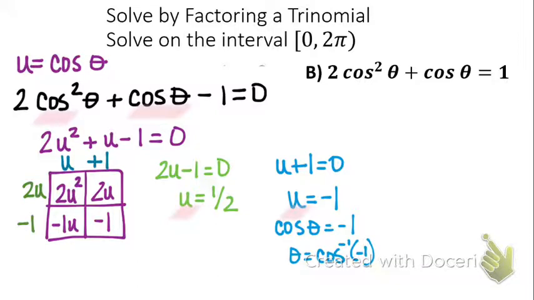So look at your unit circle and tell me where is cosine equal to negative 1. Write that down. And then for my second equation, cosine theta equals 1/2. So tell me where on the unit circle is cosine 1/2. So there are 3 solutions that we will be looking for. So go ahead and find those 3 solutions.